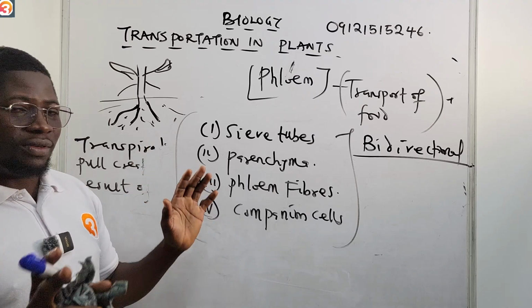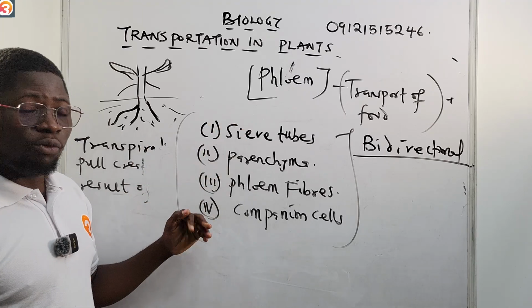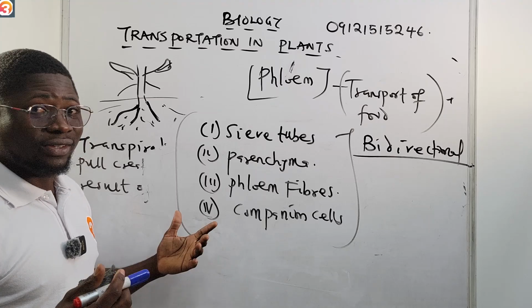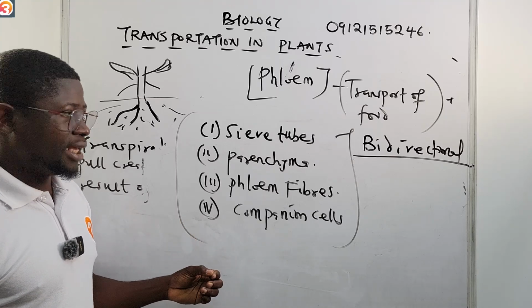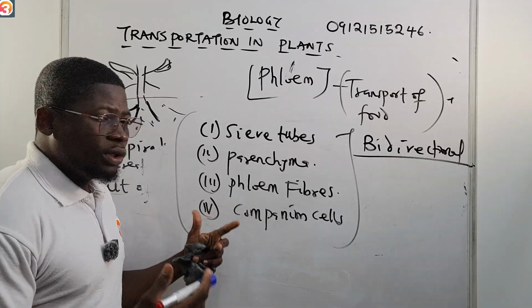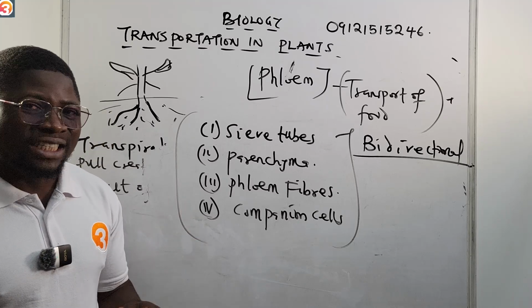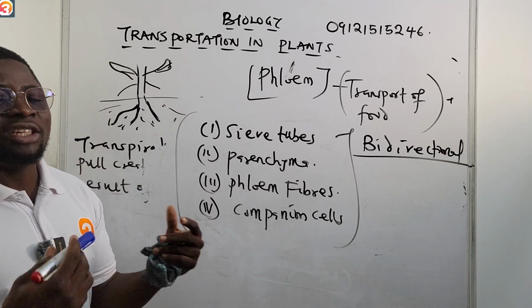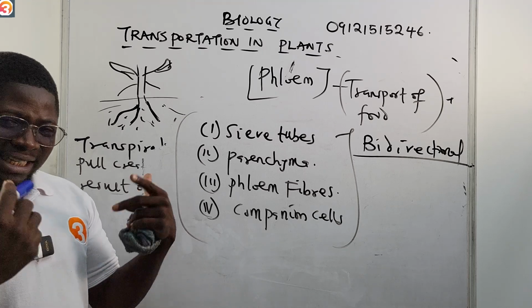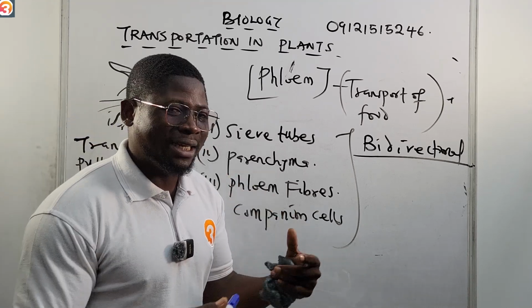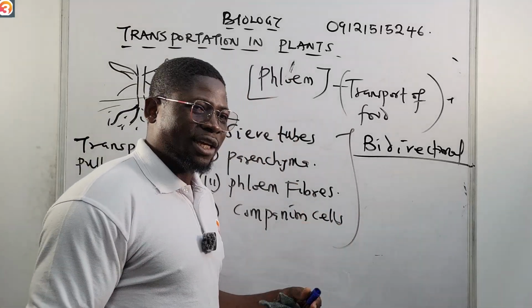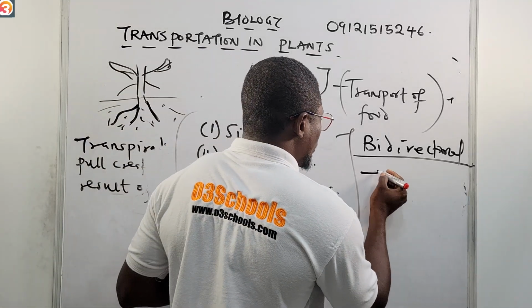These are the four types of cells that make up the phloem vascular bundle. Take note of all of them. They are very, very important. And with phloem, transport of food is very, very important. It's also very interesting. And the process of transport of food or minerals or nutrients is called what?